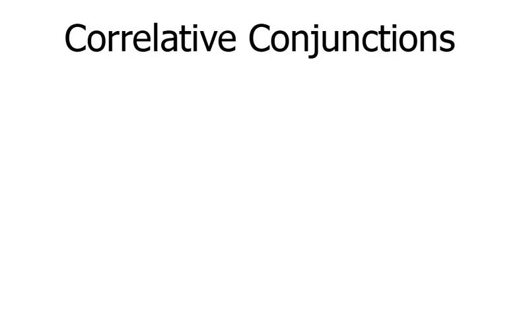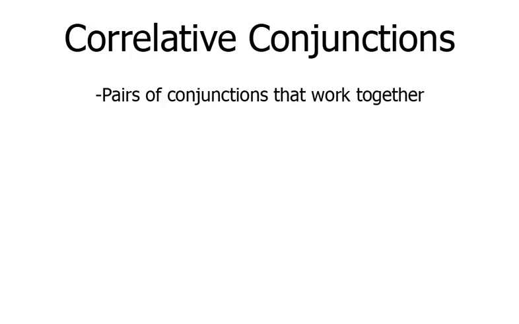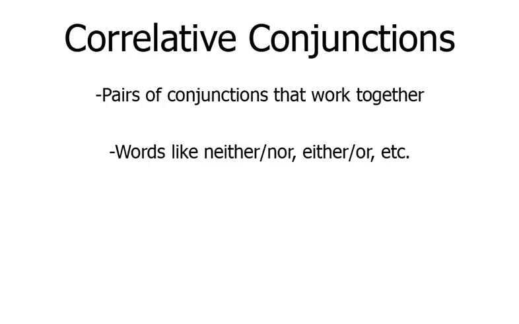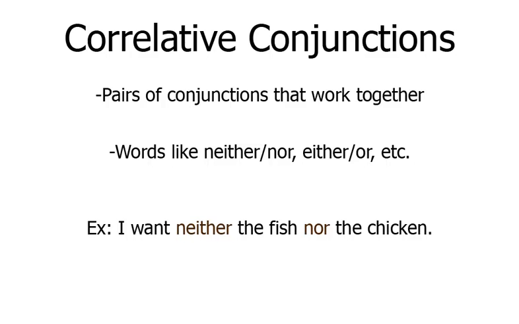The second type of conjunctions we'll talk about are correlative conjunctions. Correlative conjunctions are pairs of conjunctions that often work together, words like neither nor and either or. These words can of course be used by themselves, but when they're used together we call them correlative conjunctions. An example might be something like, I want neither the fish nor the chicken.